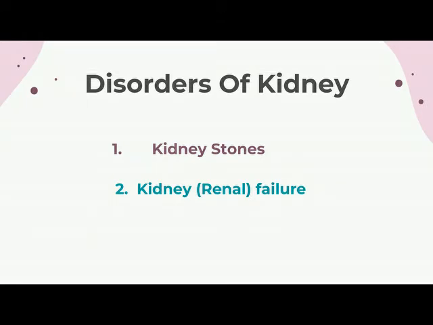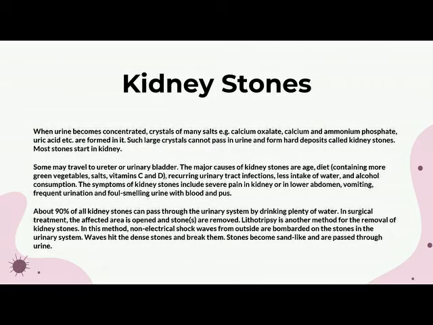Disorders of kidney. There are many different kidney disorders, but here we will discuss kidney stones and kidney failure. Kidney stones. When there is less water in the body, concentrated urine is formed. Due to concentrated urine, crystals of many salts like calcium oxalate, calcium and ammonium phosphate, uric acid, etc. are formed in it.